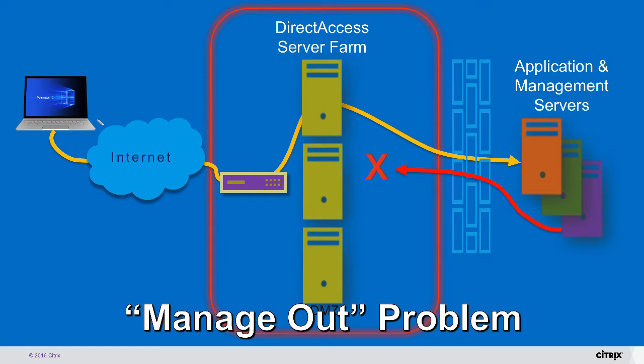The problem occurs when administrative applications within the data center attempt to establish a connection out to a DirectAccess endpoint. Once we have more than one DirectAccess server, these applications have no way of knowing exactly which DirectAccess server provides the connection to any given computer.